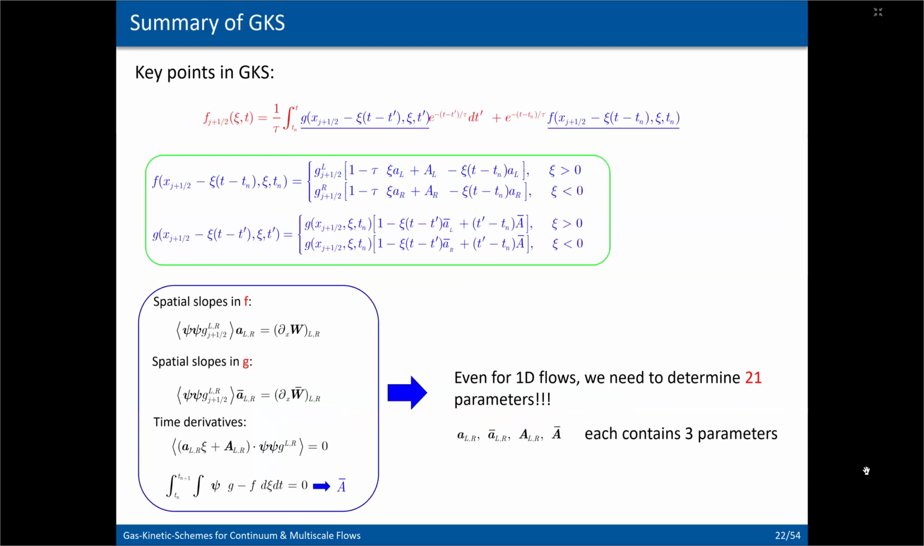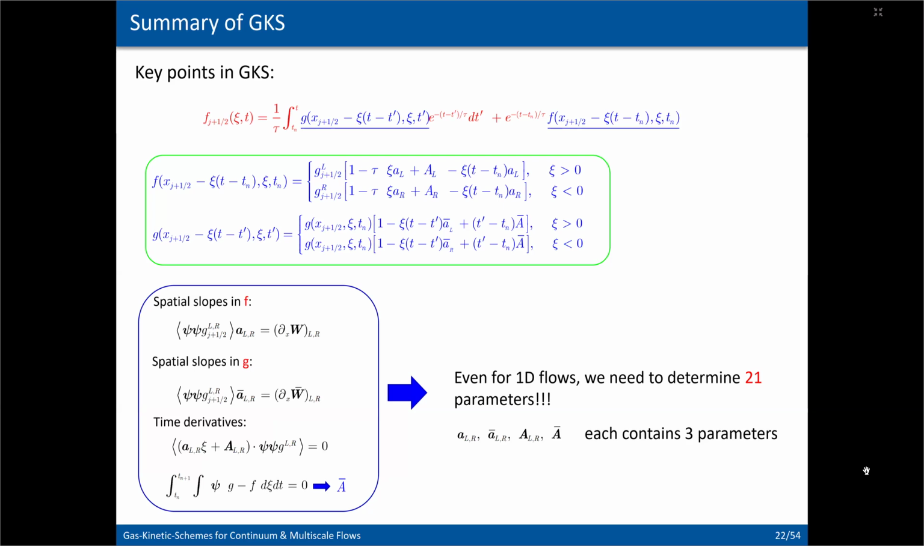Okay, now I give a brief summary of the gas-kinetic scheme. The key point in the gas-kinetic scheme is to construct the distribution function at the cell interface with the formal analytical solution. And this is just the final expression of the reconstruction. It depends on a number of parameters. Actually, even for one-dimensional flows, we need to determine 21 parameters.